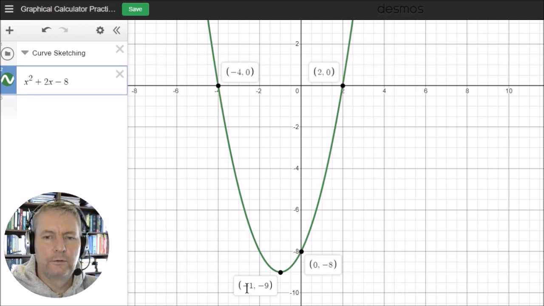So I suggest you try and draw out a few curves in the graphical calculator, and then go and work out individual points on the curve using the process that I've just gone through in this example.